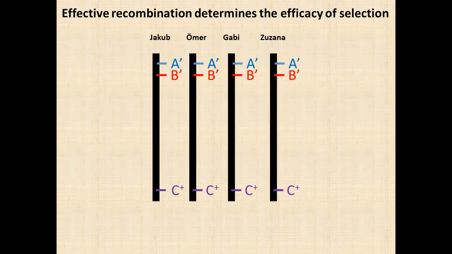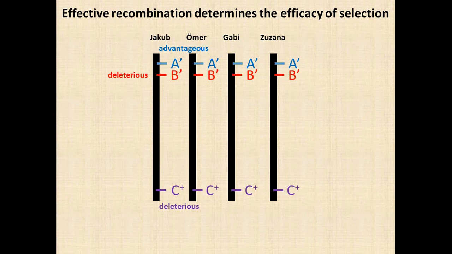So now, just one more thing. Imagine we are again in the same scenario as before, so very low genetic diversity, so very low effective recombination. And now imagine that we have the case where the A prime allele is actually advantageous, but the B prime allele is deleterious, and same for C prime.